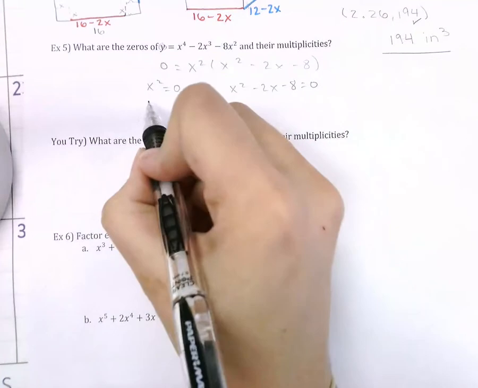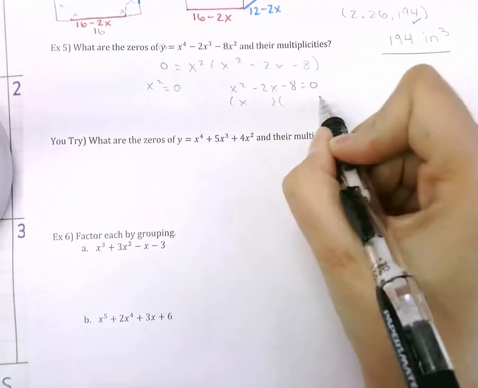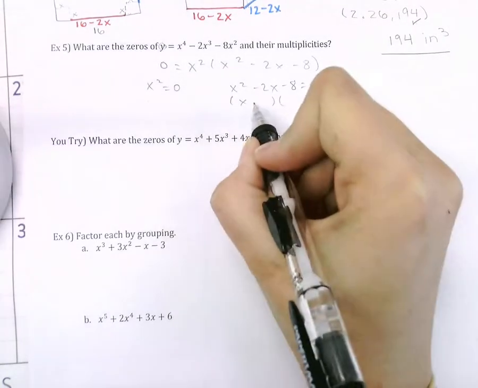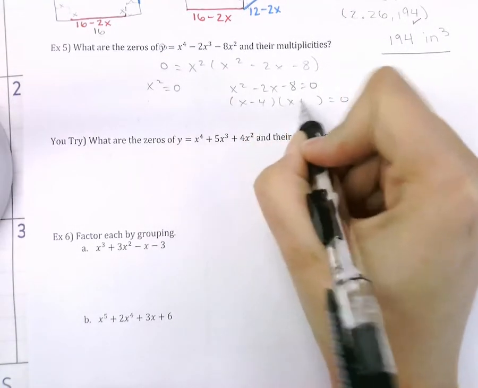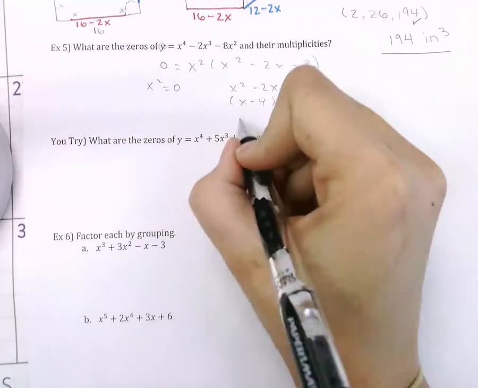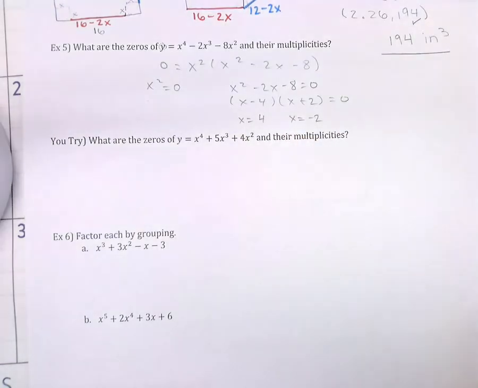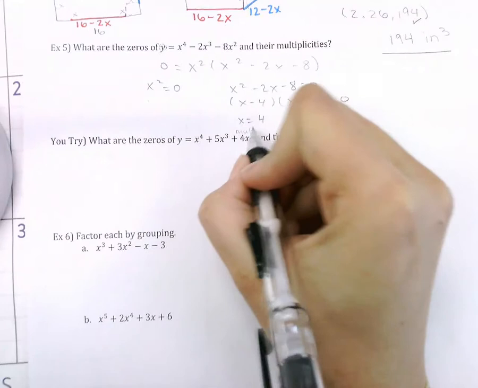Okay. And you can factor that out, right? We can factor this to x minus 4 and x plus 2. So I get x equals 4 and x equals negative 2. Now I only got those once, so each of those would have a multiplicity of 1.